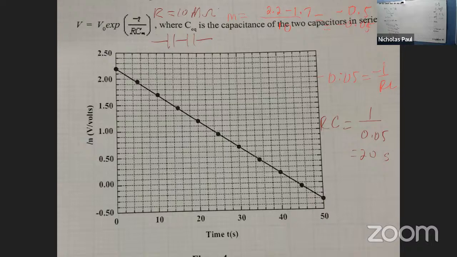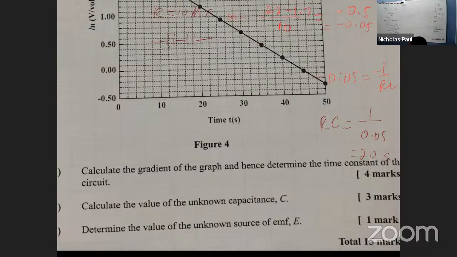Right, so use R as 10 mega ohms. And then the two capacitors are in series. They want you to find the value of the unknown capacitor C, and then find the EMF. The two parts that we're missing are these two here: the value of the unknown capacitor and the value of the EMF.